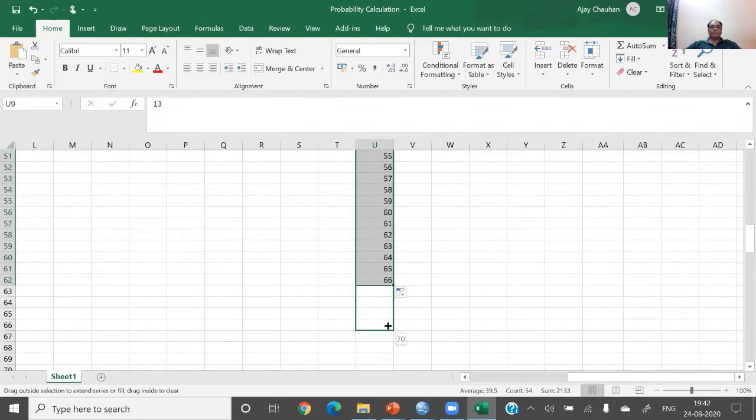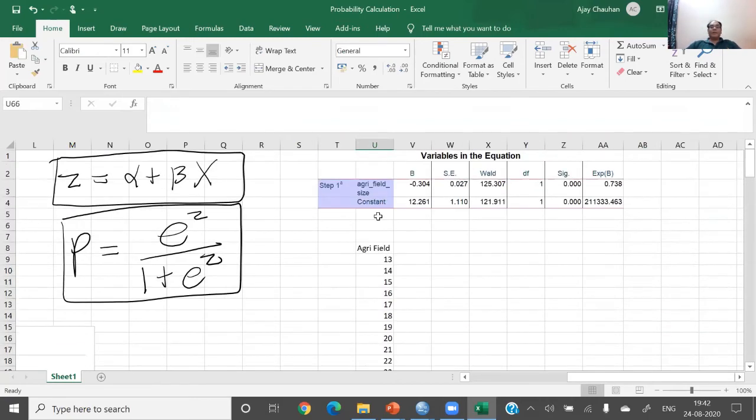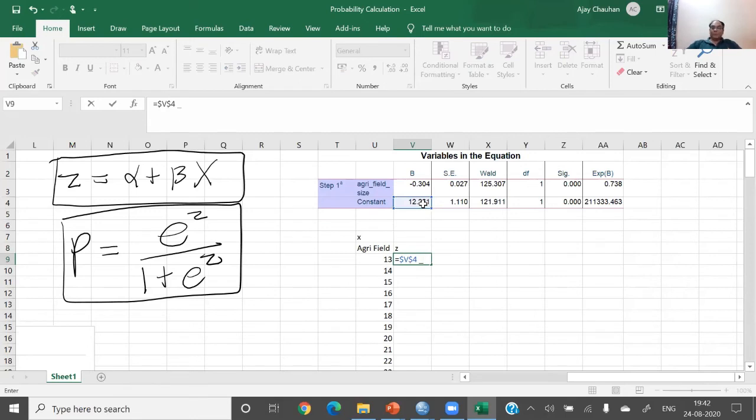After that, this is basically my X value. Now I want to calculate the Z value. What is Z? Z is the alpha, a constant, plus the beta, also a constant, multiplied by X. So this is the Z value. Z is equal to the formula, you can see the formula here, and this is the Z value.